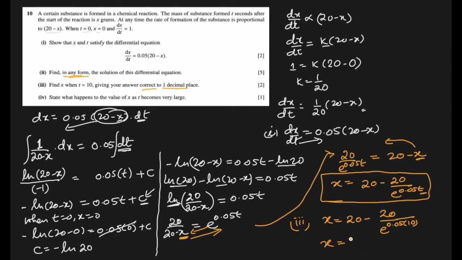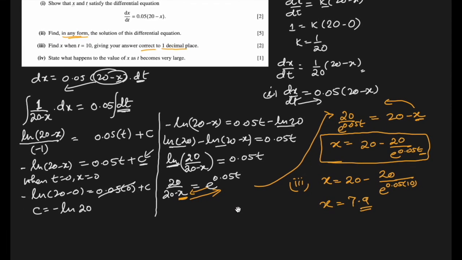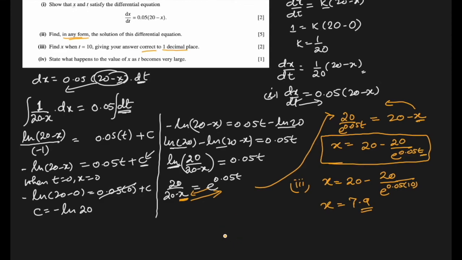Okay, what I'm getting here is 7.9, approximately 7.9. Okay, what is the next part? Part 4 says state what happens when t becomes very large. Okay, when t becomes very large means t goes to infinity. X will be 20 minus 20 divided by e to the power 0.05 infinity, right? In place of t, I'm writing infinity now. 0.05 times infinity will be infinity, yeah?